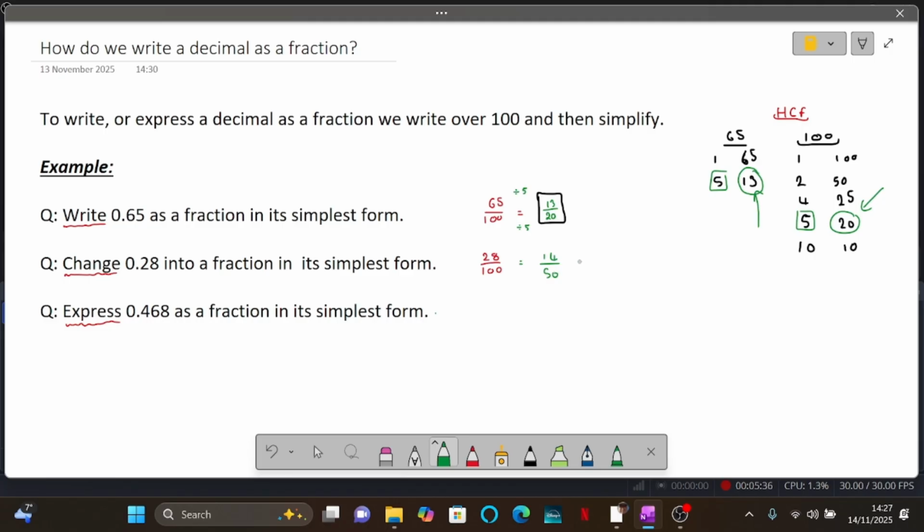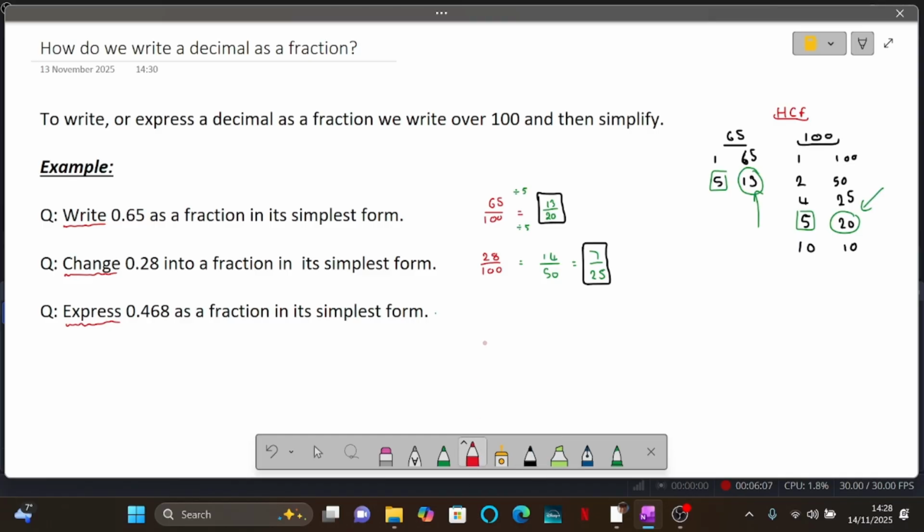We look at the two numbers, 14 and 50, and ask ourselves, can I divide again? And the answer is yes, because they are both even numbers. 14 divided by 2 is 7. 50 divided by 2 is 25. Neither one of them will divide any further. So therefore, we are finished. Final answer.